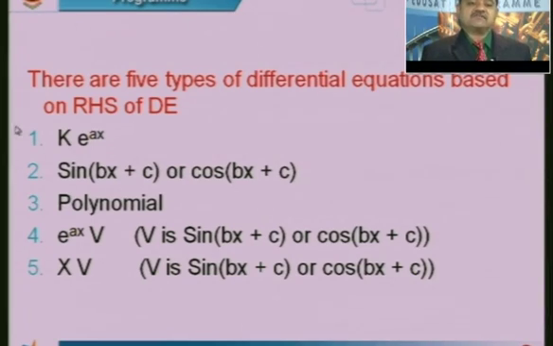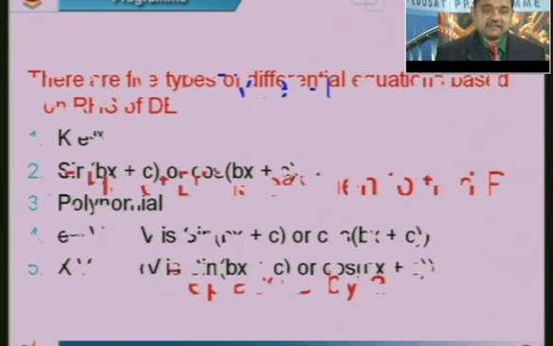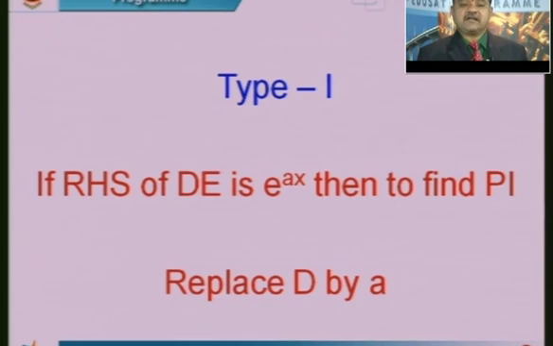Out of that, we have seen several types of type 1 problems, different kinds. The general idea of type 1 is, if the RHS of the differential equation is e power ax, then to find PI, replace capital D by a. All solutions we are finding by the inverse differential operator method. That means while finding PI, we write 1 by the differential operator, and in that we are replacing D by small a.